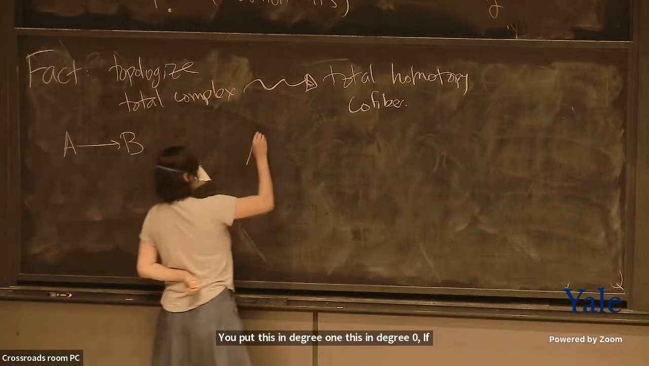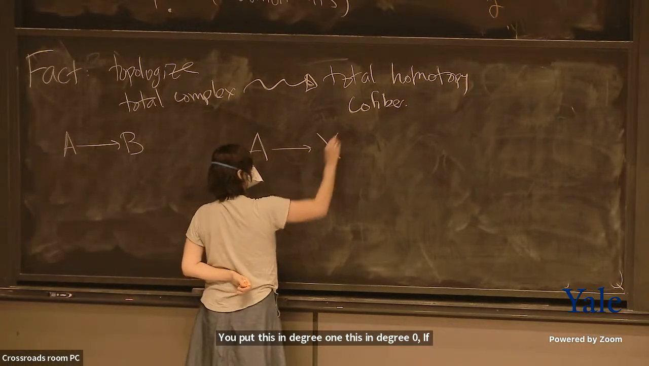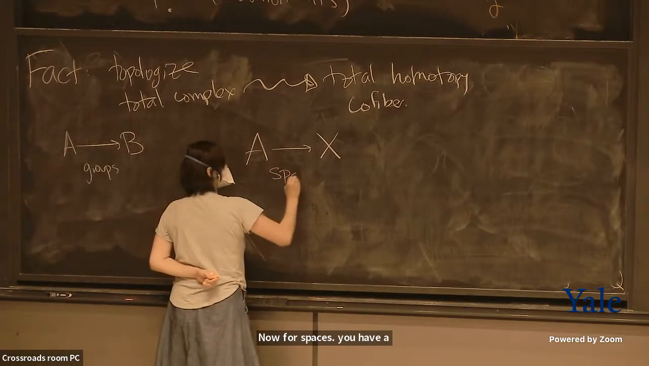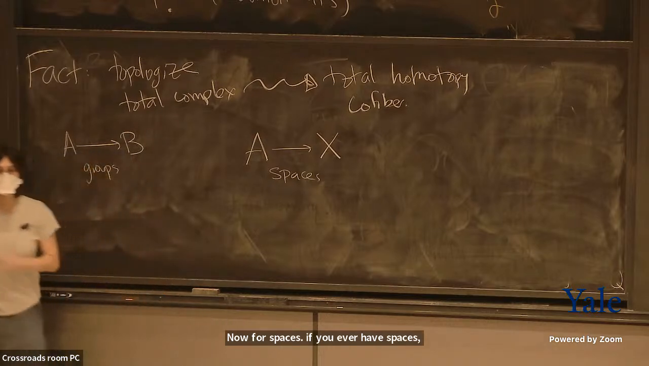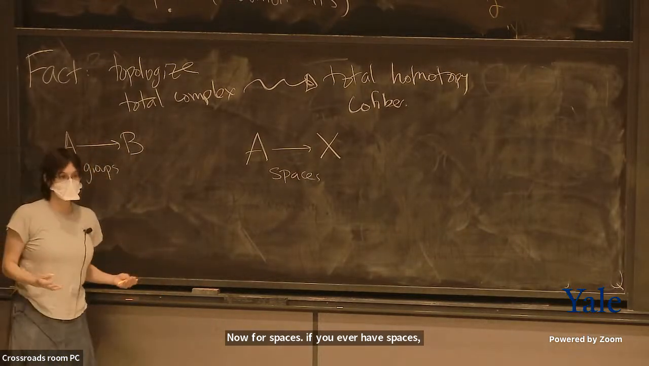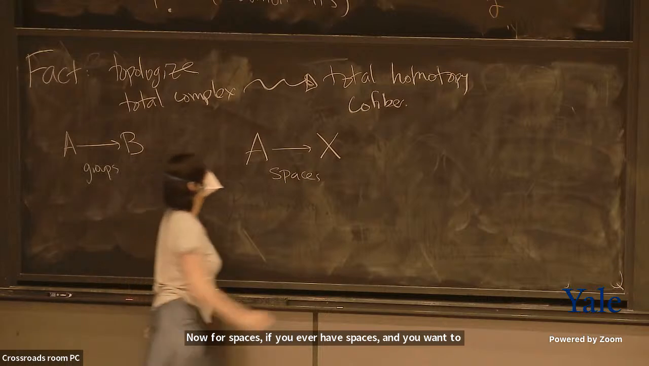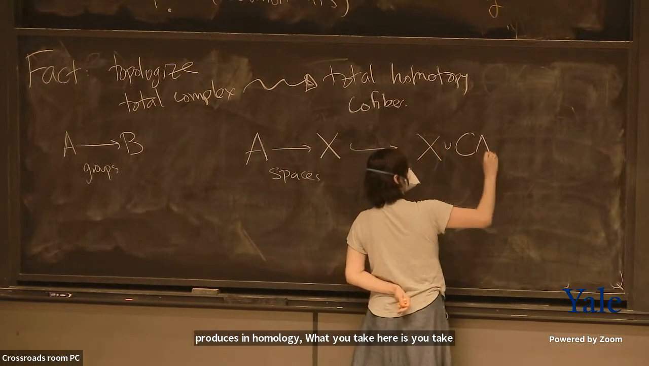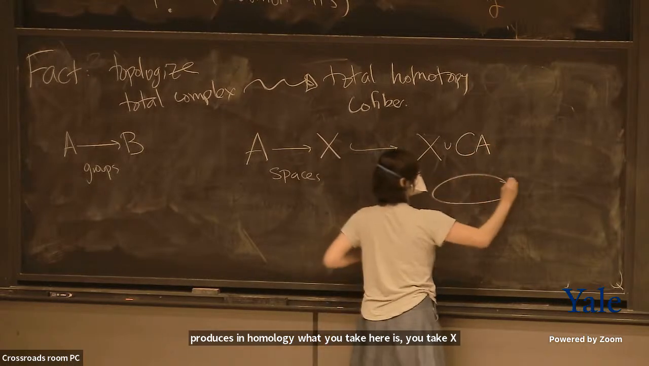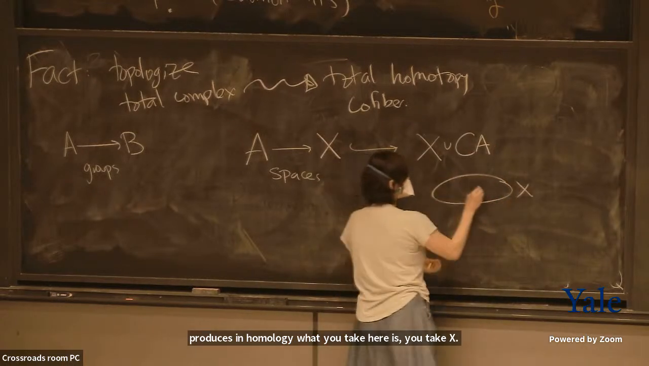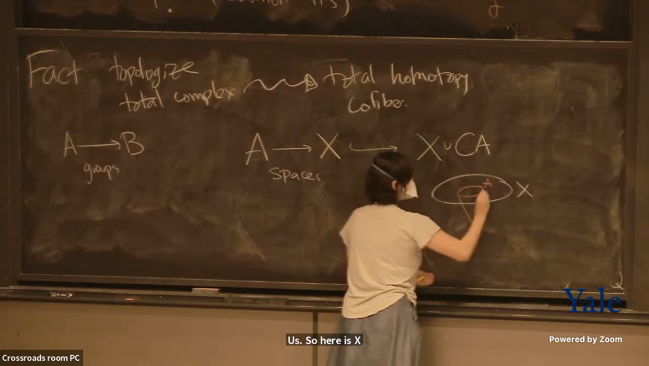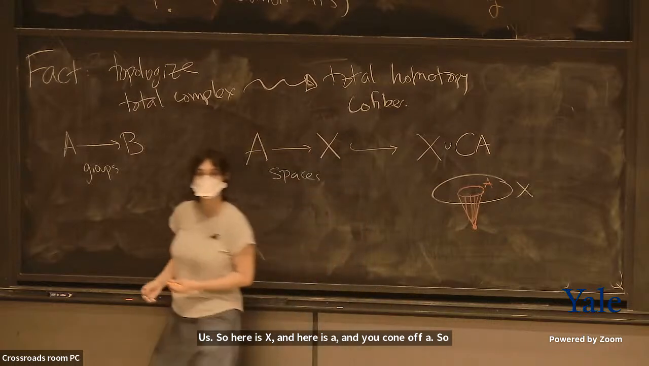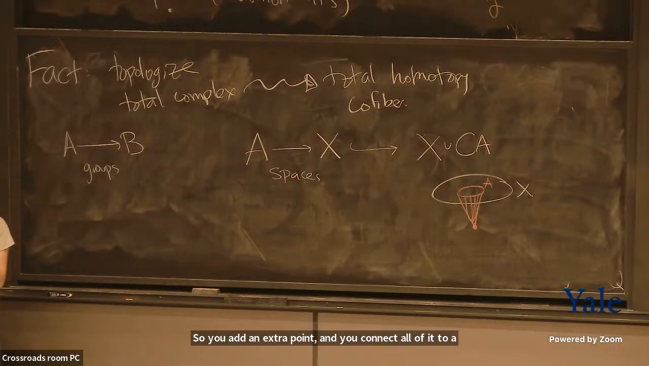If you have a map of spaces, so these are groups, and you want to be able to analyze the long exact sequence that it produces in homology, what you take here is X union the cone on A. So here is X and here is A. And you cone off A. So you add an extra point and you connect all of it to A. And now you've homotopically collapsed out A.